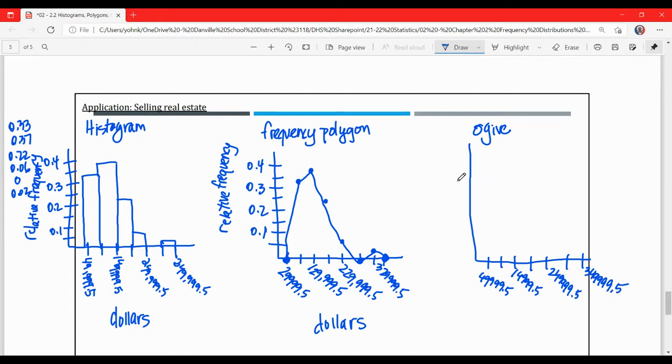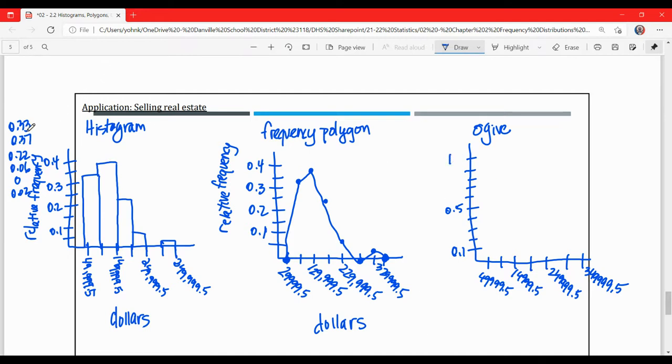And then remember that an ogive is cumulative frequencies. So we need to add to 100% or 1. So counting by tens is perfect. So this is 10, 20, 30, 40, 50, 60, 70, 80, 90, 100, or 1.